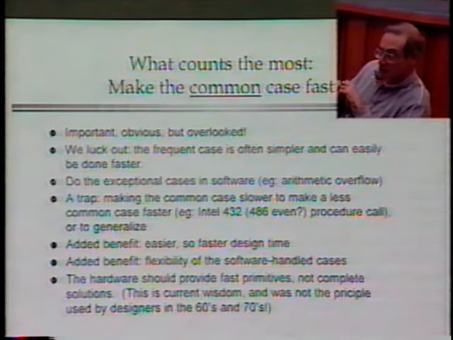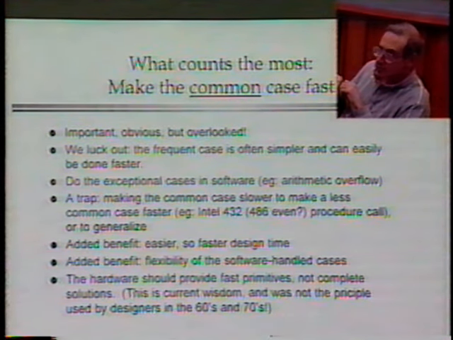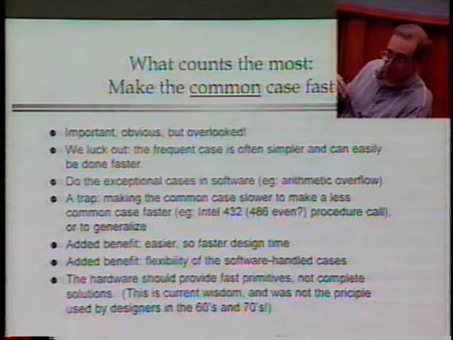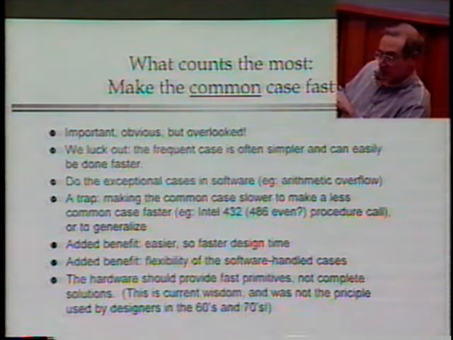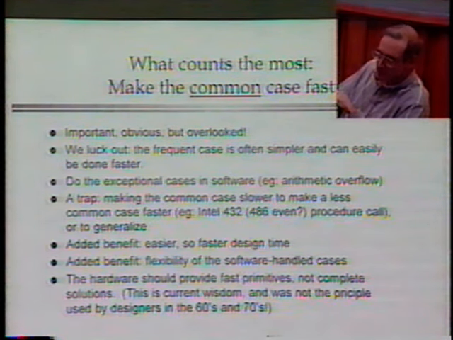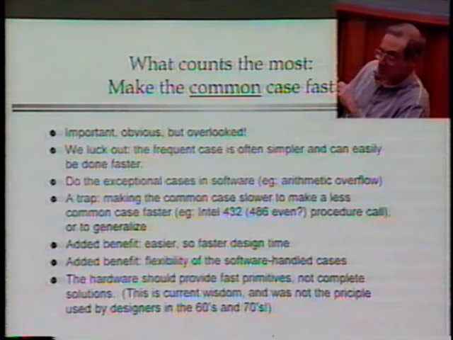Don't design your hardware to do arithmetic overflow traps if it doesn't occur that frequently. You can do it in software. It has all the other advantages that we talked about of doing things in software. And you can spend your precious resources, both chip area and design time, making the more important things go faster. People, amazingly enough, sometimes don't do that.